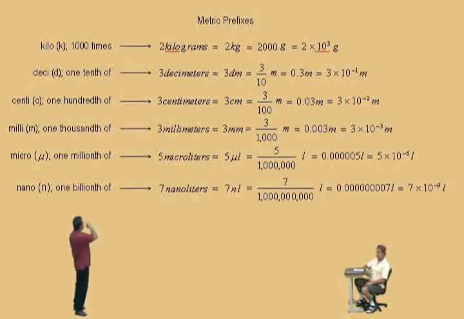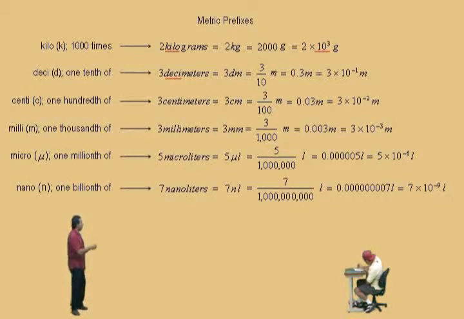Let's look at the deci. Now, deci means 1/10 of. Well, if we look at the scientific notation, we have 10 to the negative 1. Remember, negative exponents, 10 to the negative 1 is 1 over 10. So deci is 1/10. Therefore, 3 decimeters is 3 times 10 to the negative 1 meters.